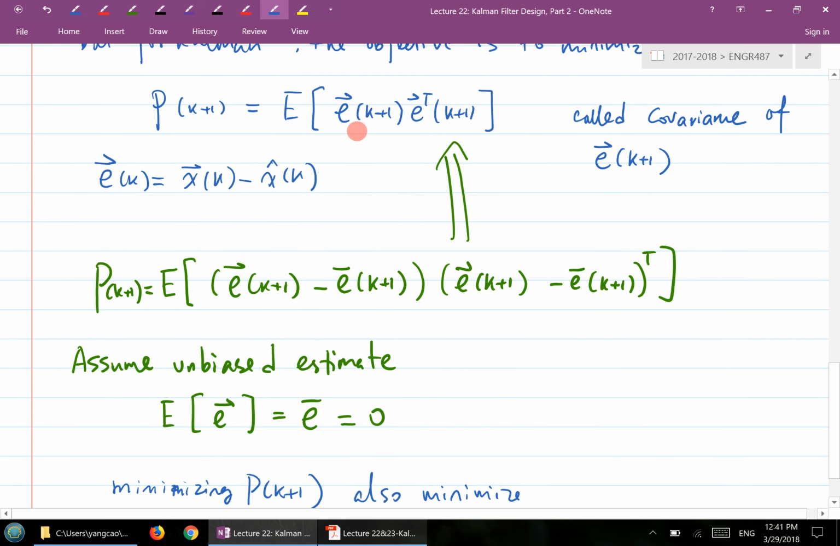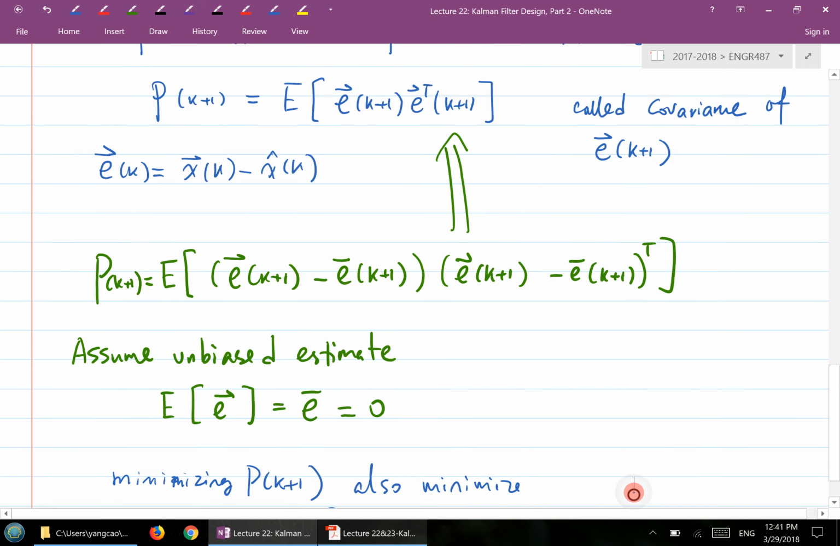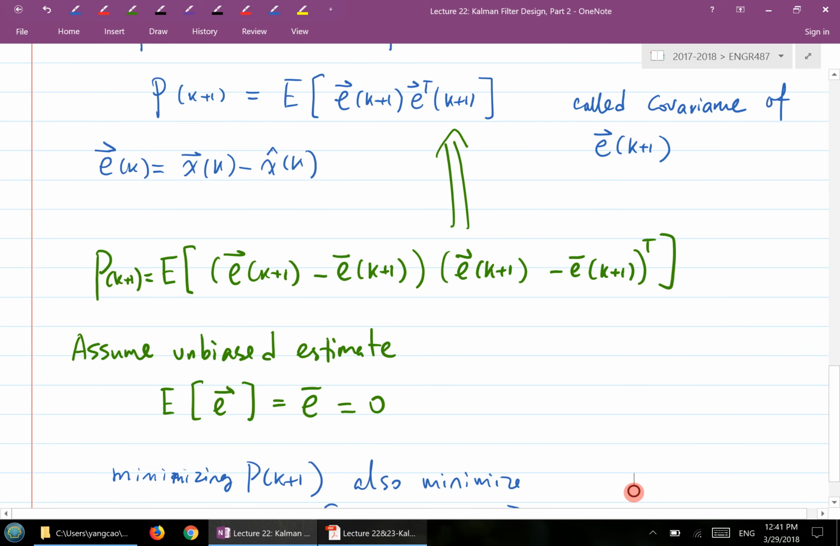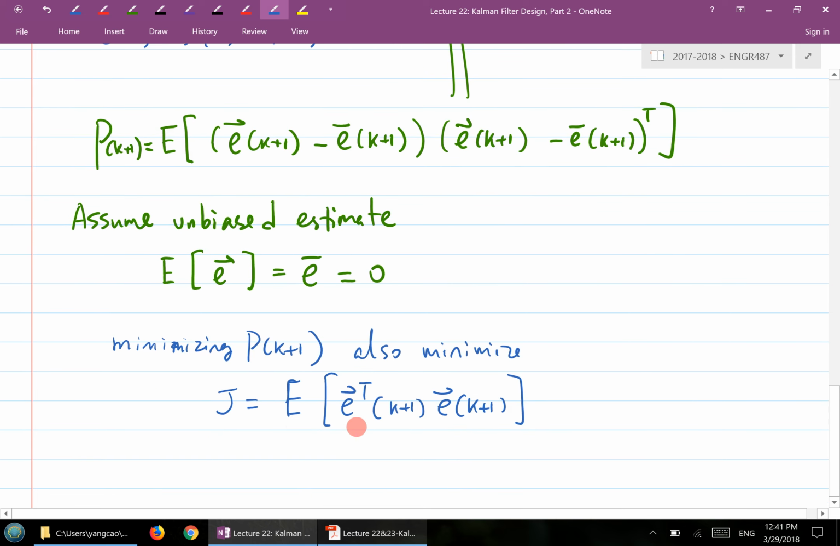This error here is an n by 1 matrix, and this transpose is a 1 by n, so you actually create an n by n matrix here. That's the covariance matrix. But this one here is 1 by n and this is n by 1, so when you multiply them together, you get a single value. That's the mathematical difference.